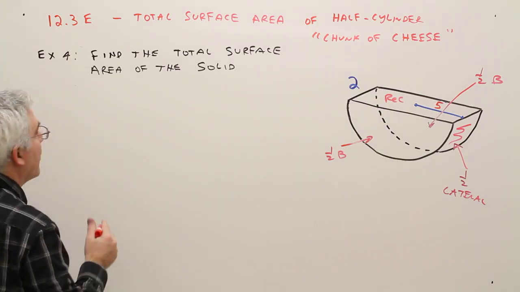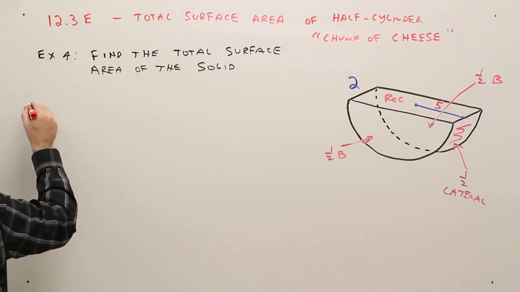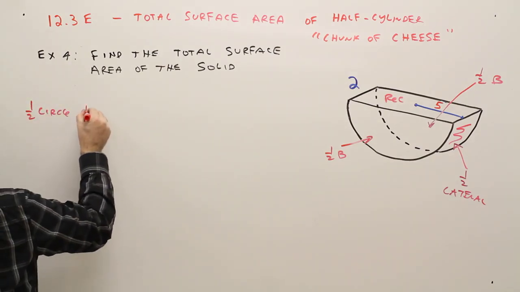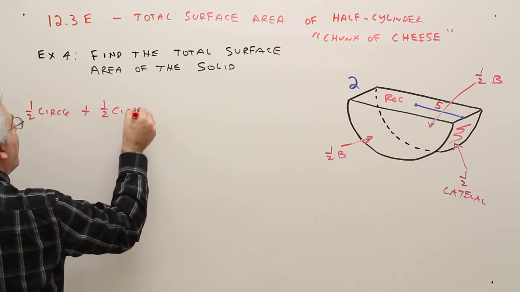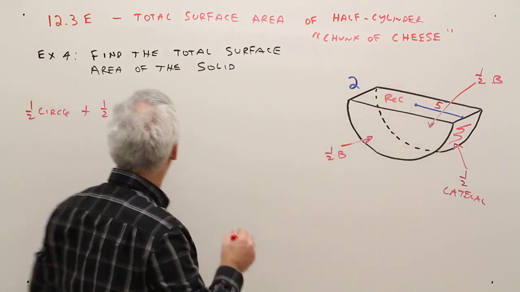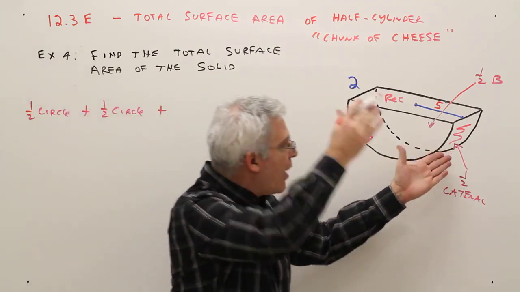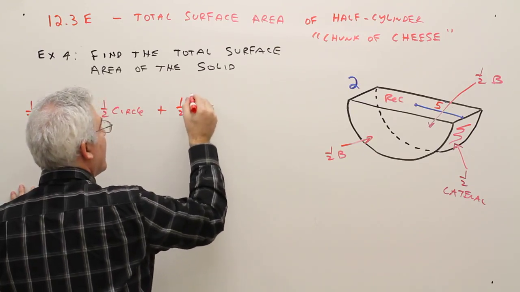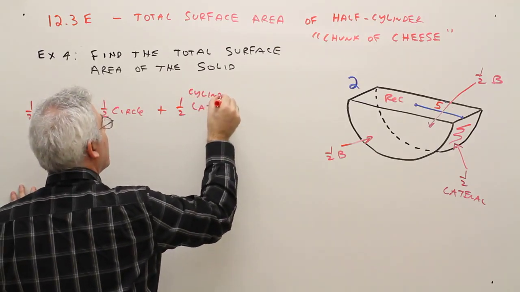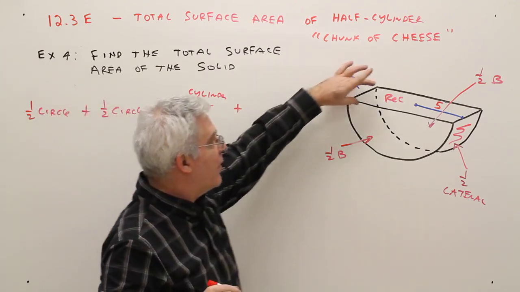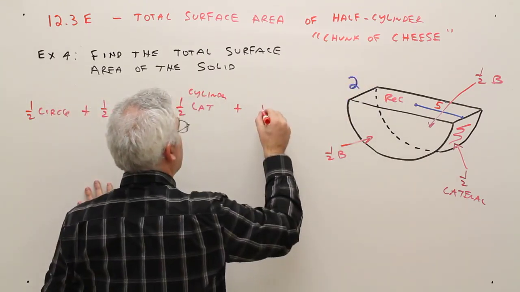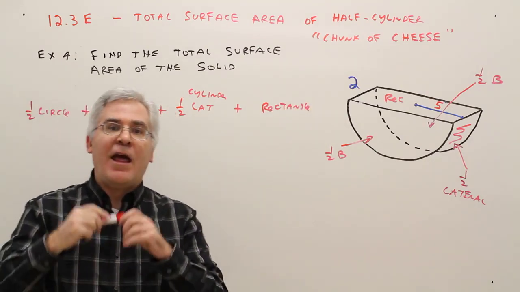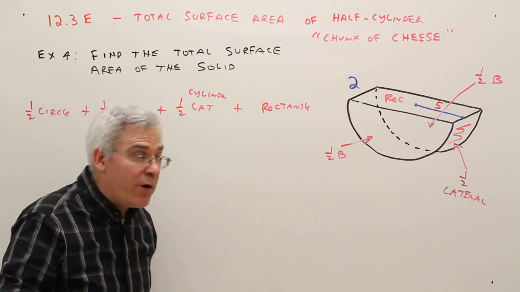All right, so let me write that down. I've got a half of a circle plus a half of a circle plus half of the lateral, so that's the cylinder, plus just a rectangle. So again, identifying those, and then let's write down the formula for each.